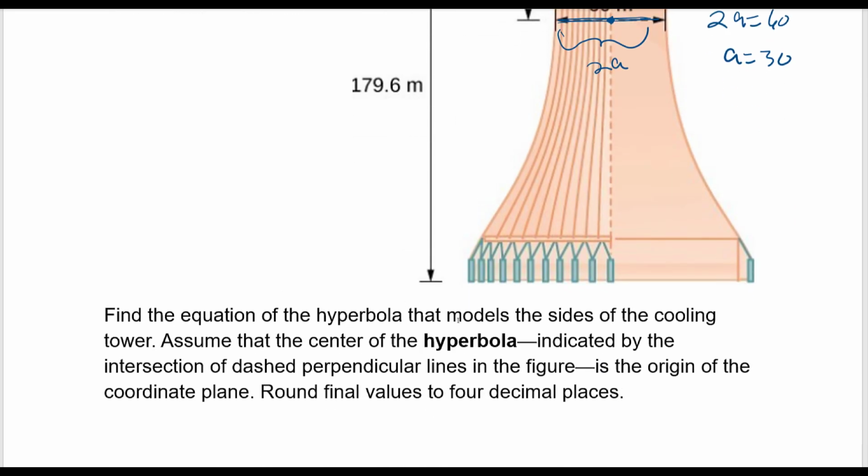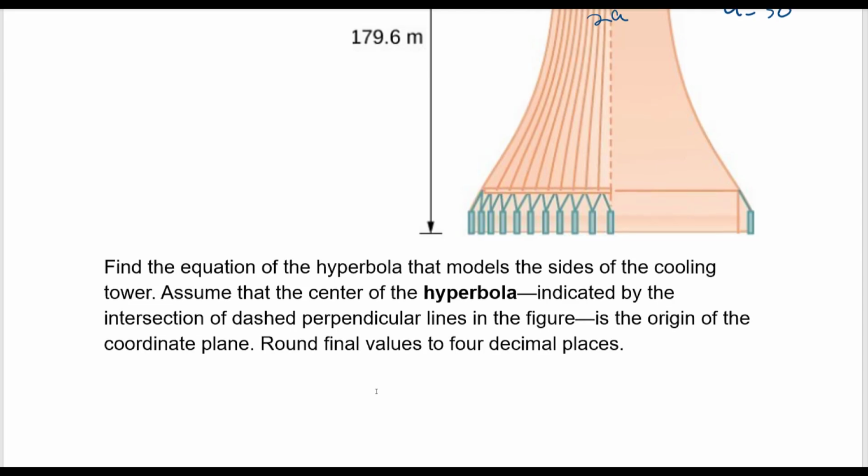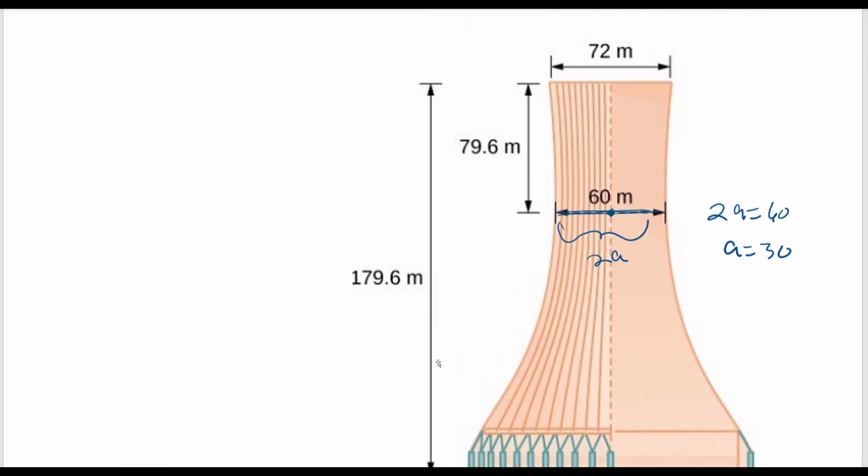Find the equation of the hyperbola that models the sides of the cooling tower. Assume that the center of the hyperbola, indicated by the intersection of the dashed perpendicular lines in the figure, is the origin, like I already said. Round the final values to 4 decimal places. Okay, so right off, we see it's essentially a hyperbola opening to the right and left. So it's going to be x squared over a squared minus y squared over b squared equals 1.